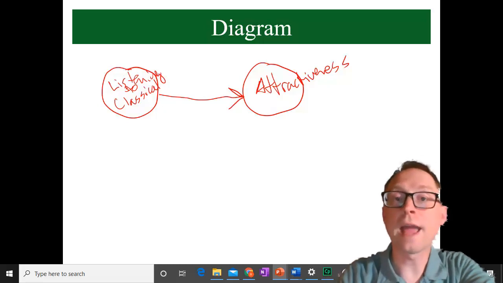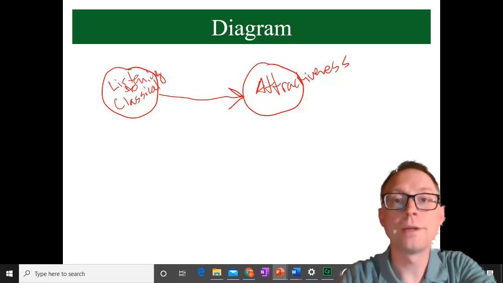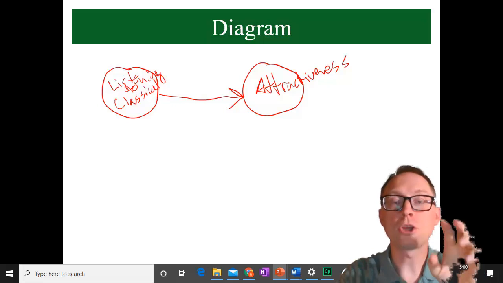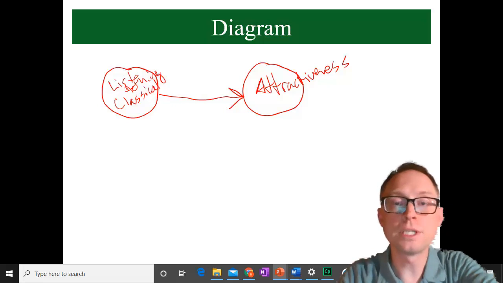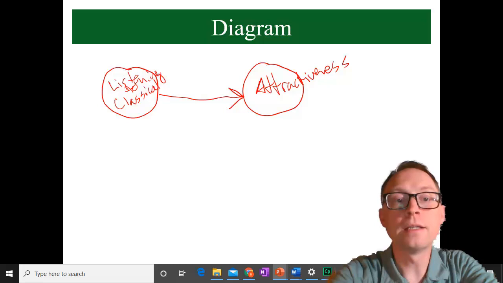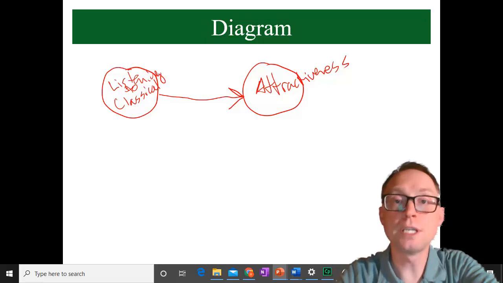If they're doing that, then they have to have an experimental design. An experiment is one where you manipulate the independent variable and you measure the dependent variable. The independent variable is the one that causes the change in the dependent variable. That means that listening to classical music is the independent variable because it's causing a change in attractiveness. Attractiveness has to be the dependent variable.